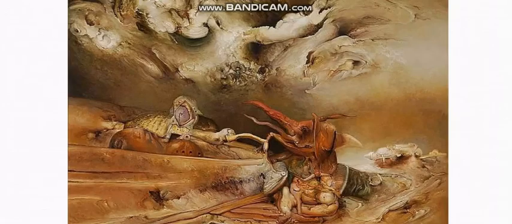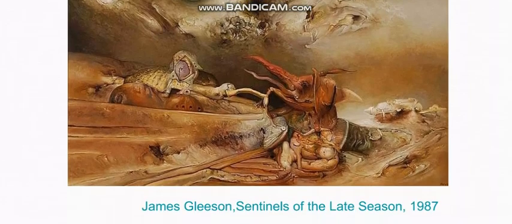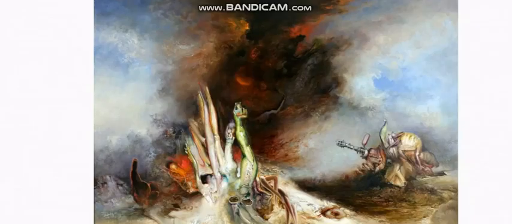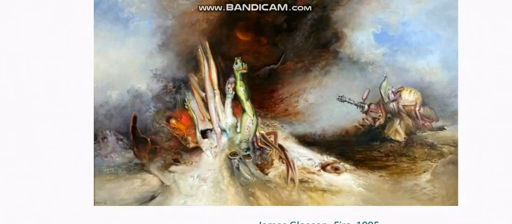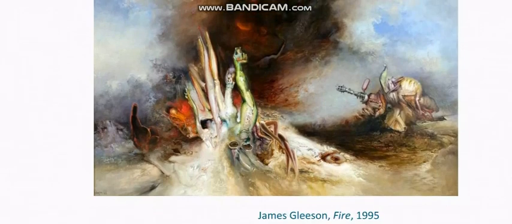This is the painting made by James Gleeson, Sentinel of the Late Season, in 1987. This is another painting, The Fire, made in 1995.